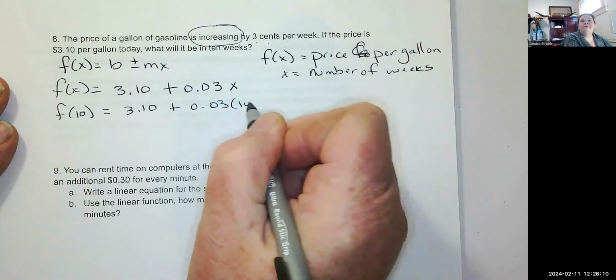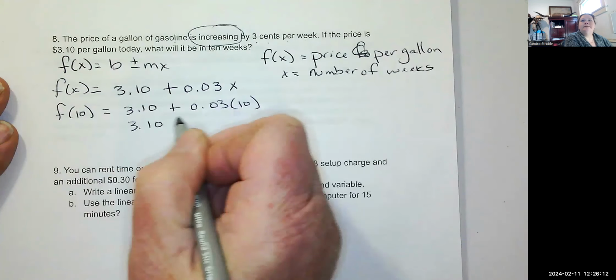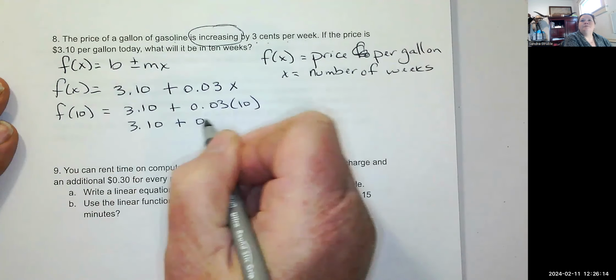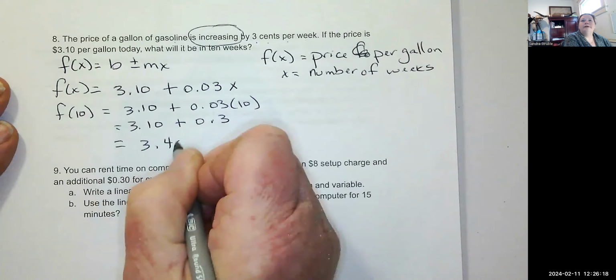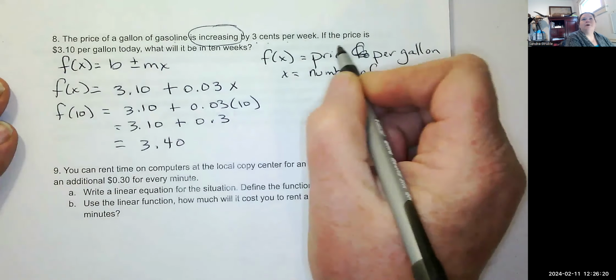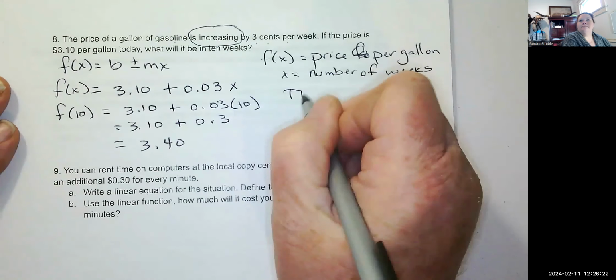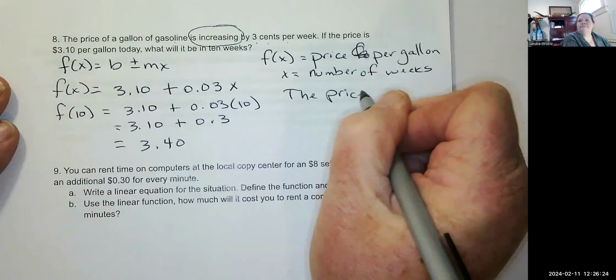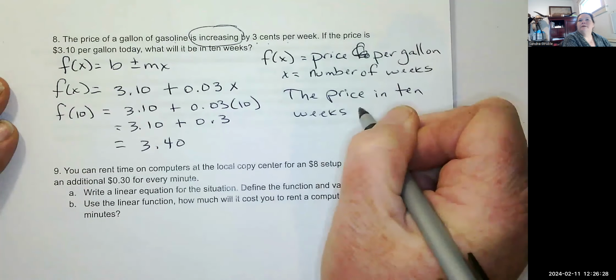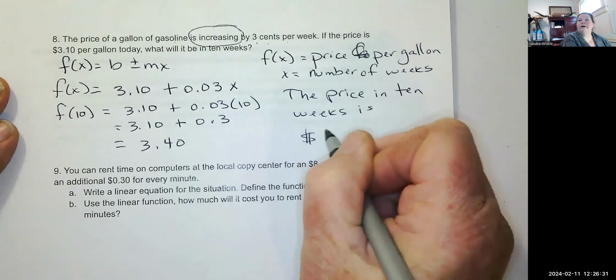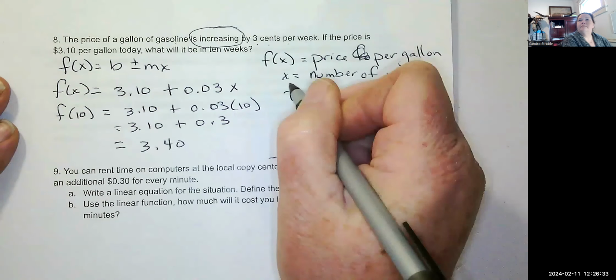0.03 times 10 is $0.30, plus $3.10 is $3.40. So let's answer the question. The price in 10 weeks is, don't forget your dollar sign, $3.40.